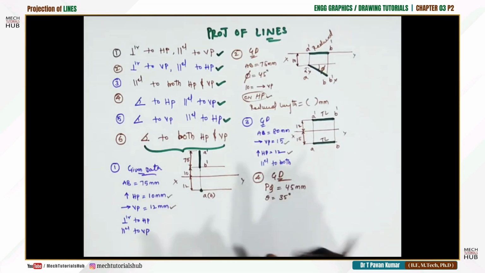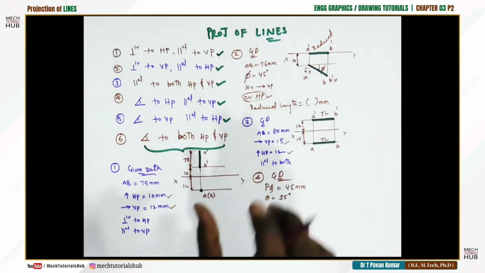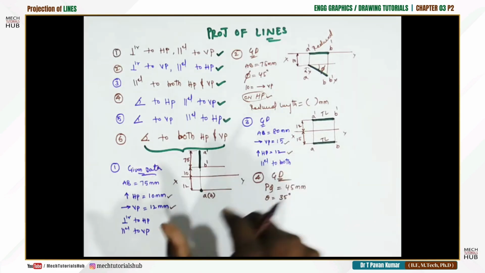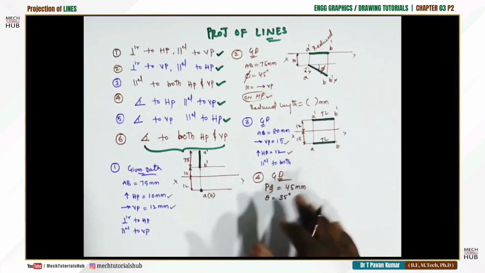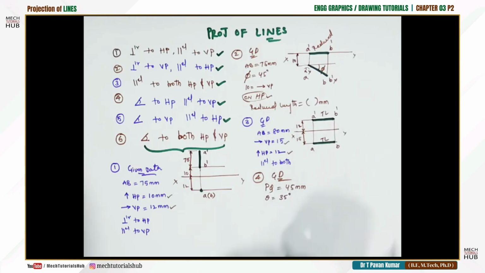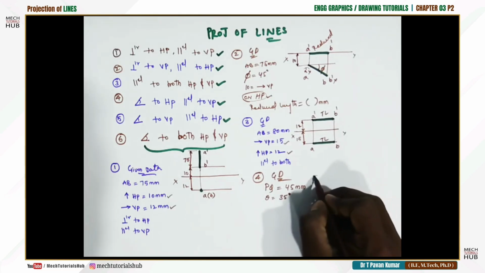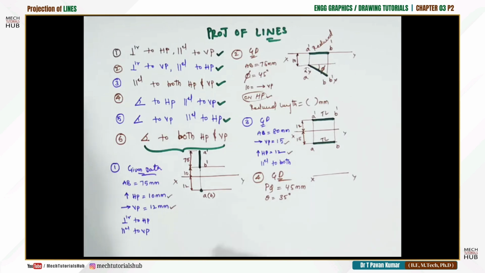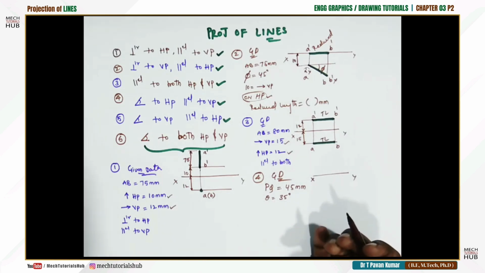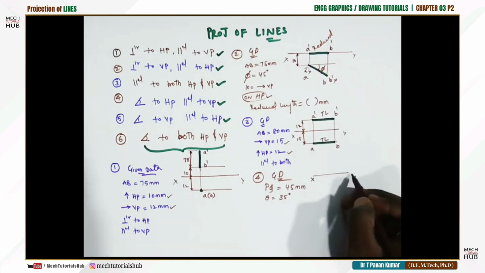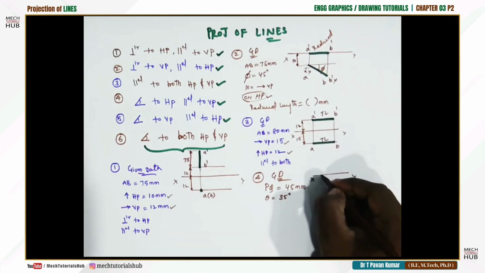Okay, line PQ of 45 mm length is inclined 35 degrees to HP and parallel to VP. That's it, this is the question. No above distance is given, no in front distance is given. Draw its projections. How to do? Simply draw an XY line. Since no above distance or in front distance is given, start somewhere on XY. I'll consider this point.